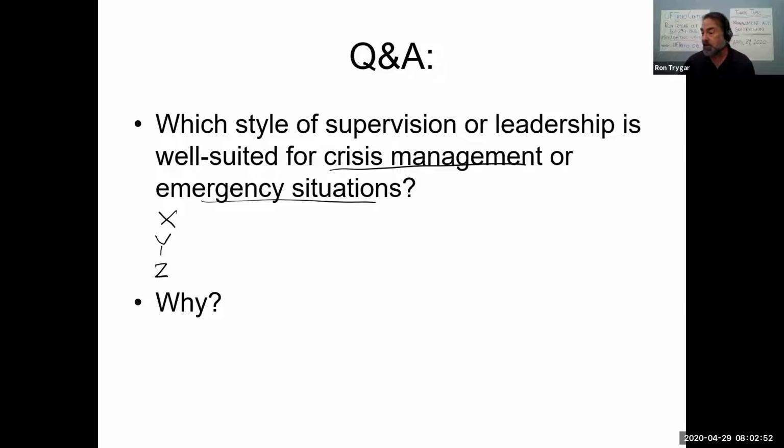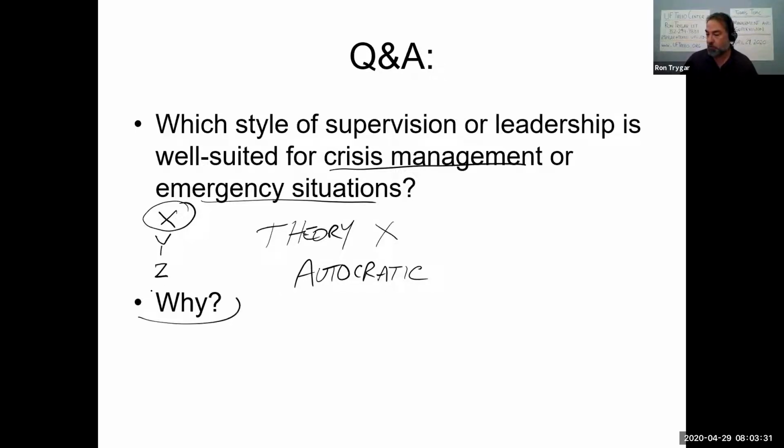Actually, the best one we find is Theory X, believe it or not. Theory X is generally used when we have a crisis or an emergency situation. This is also known as an autocratic type of management style. Autocratic means one leader, one person overseeing the task or the crisis. Why does this work better? It works better because it could be very chaotic when there is a crisis or an emergency situation.